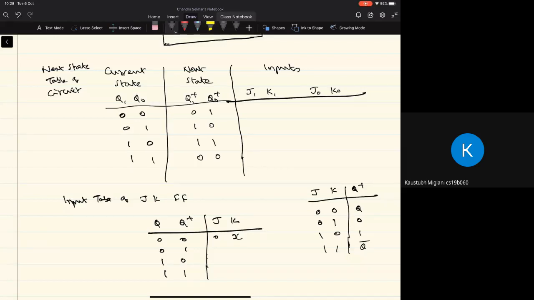What about the next one? If Q is 0, I want Q plus to be 1. When can that happen? I want the new state to be 1. The new state to be 1 can be done by having JK equal to 1, 0, or by applying the toggling operation, because it's toggling from Q equal to 0 to Q plus 1. So what are these combinations? JK is 1, 0 or JK is 1, 1, which means that it is 1x. What about from Q equal to 1 to Q plus equal to 0?